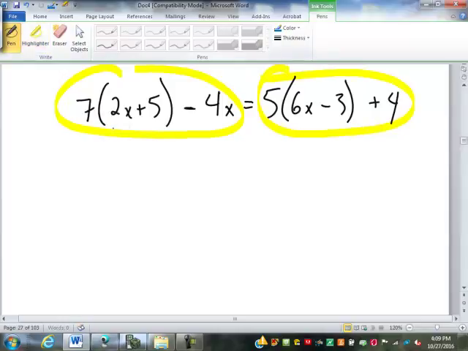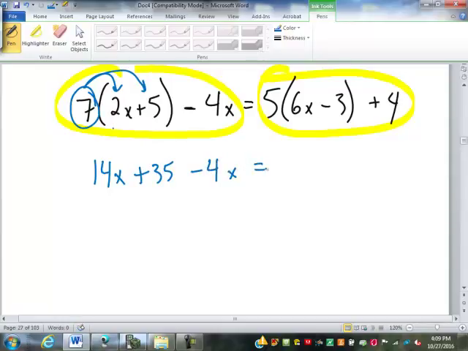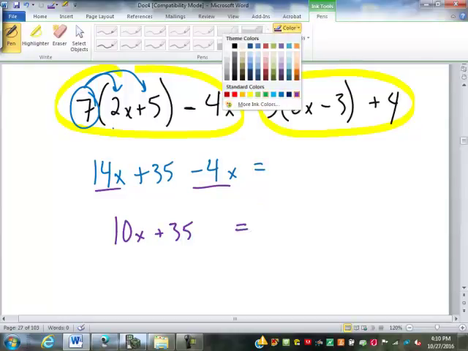So on the left side, what's the first thing I would need to do? 7 times the parentheses, yes. 7 times 2x, 14x, and 7 times 5. Positive 35. What else is over there? Minus 4x. Now before we move over to the other side, is there anything else we need to do over here? Yeah, 14x and negative 4x make 10x plus 35. Now we have combined everything we can combine on that left side of the equation.